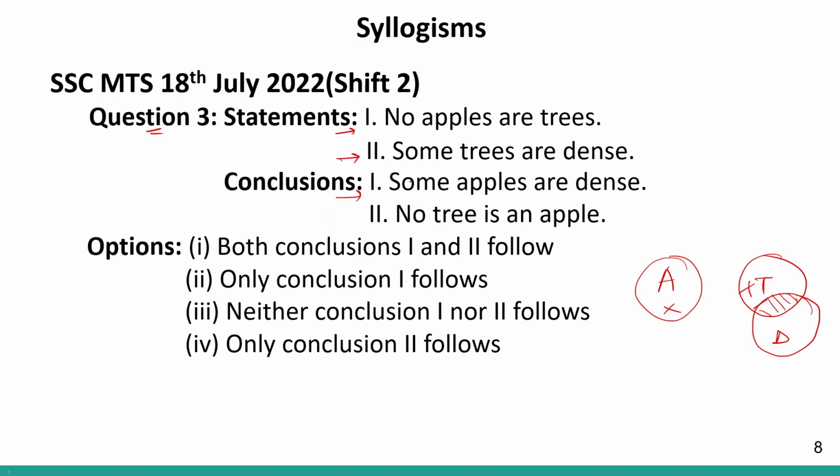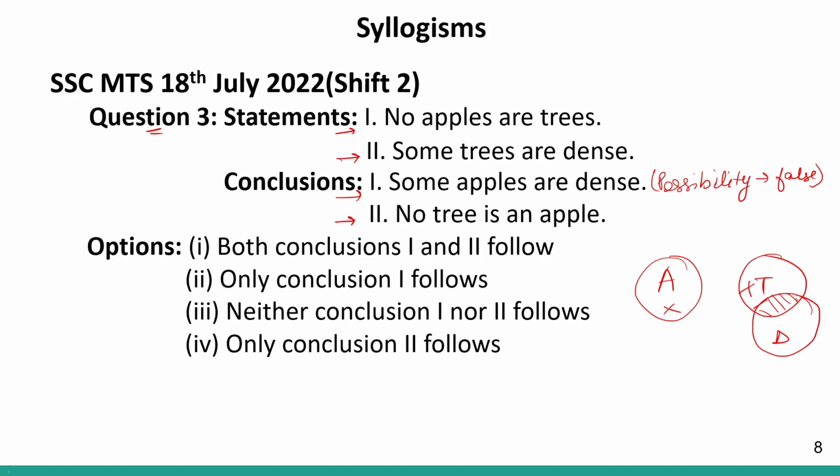Conclusion number 1 says some apple are dense. So again, some apple are dense is a possibility. It may or may not be true. So we will consider it to be false because it is not mentioned in the question that it is a possibility. Conclusion number 2 says no tree is an apple.